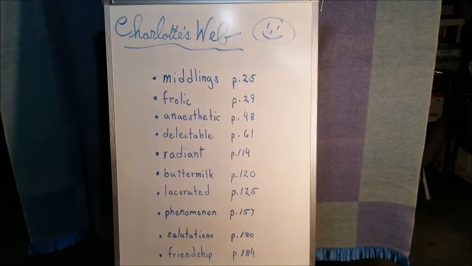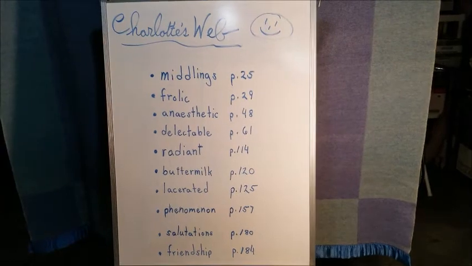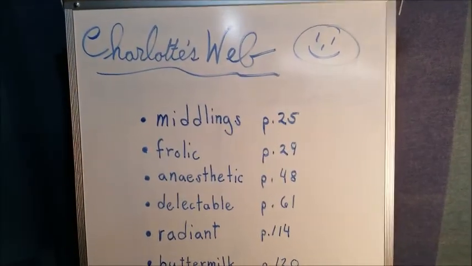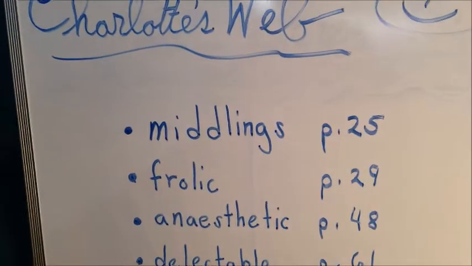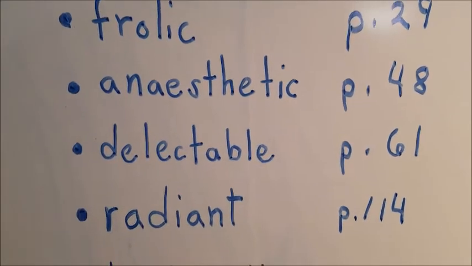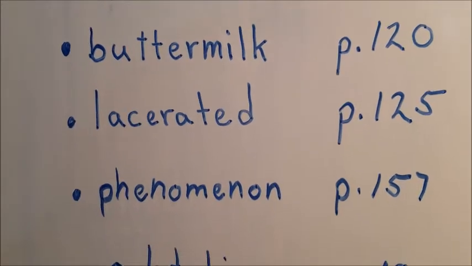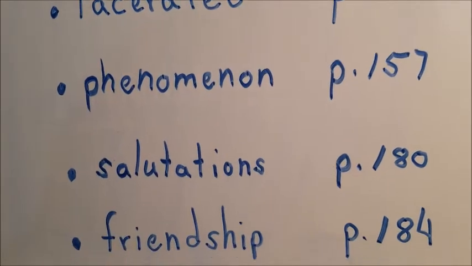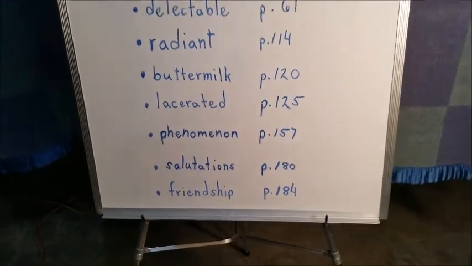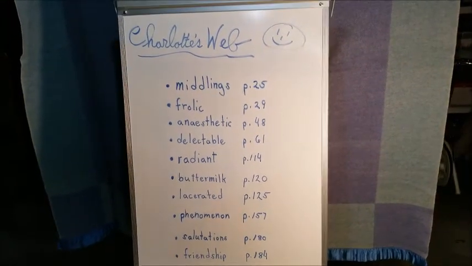Boys and girls, you're supposed to be picking some of your favorite words out of Charlotte's Web today, and yesterday you were too, and you're to be practicing your sound outs and your chunking with them. So what did you pick? I think I showed you these today at our video conference, the first 5 anyway. Middlings, frolic, anesthetic, delectable. Yes, we did. I talked about that one. Radiant, buttermilk, lacerated, we've talked about that one, and phenomenon, we talked about that one. Salutations and friendship. Those are my favorite ones out of Charlotte's Web. What are yours? These are so good, I think maybe this would be great for some spelling words.